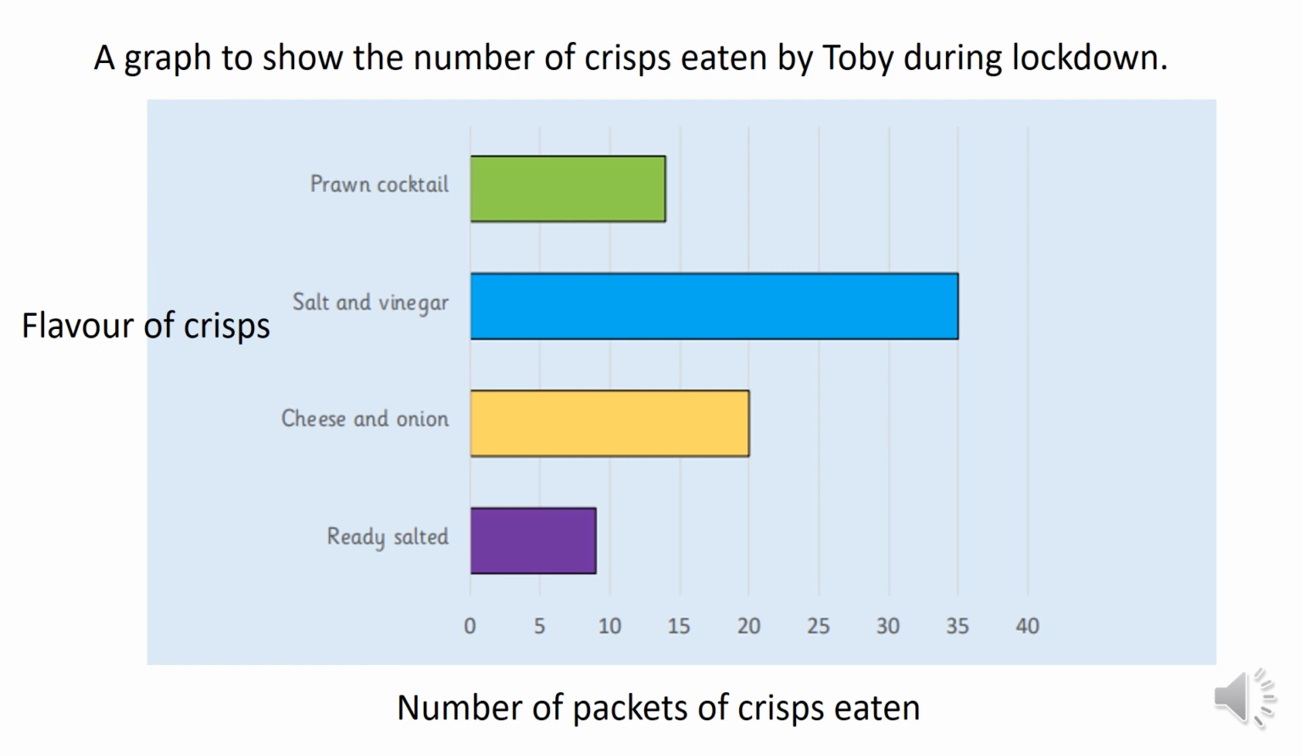I've now changed the title of my graph to a graph to show the number of crisps eaten by Toby during lockdown. So again, on the side, we have the different flavours of crisps, or the choices he could choose from. And down here we have the number of packets of crisps eaten.